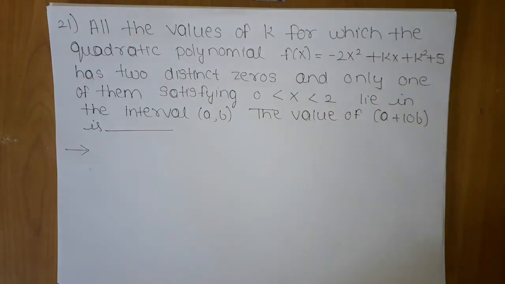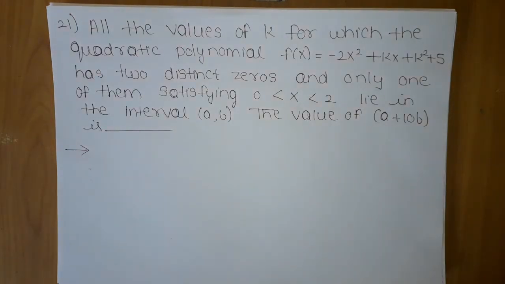The question is as follows: all the values of k for which the quadratic polynomial f of x equals minus 2x square plus kx plus k square plus 5 has two distinct zeros, and only one of them satisfying 0 < x < 2, lie in the interval (a, b). Then the value of a plus 10b. We want to find this value.